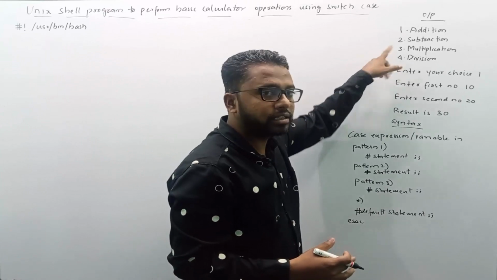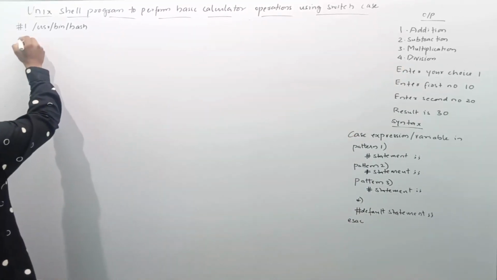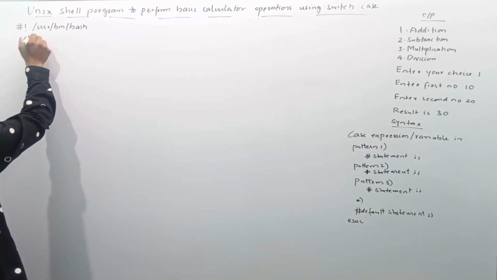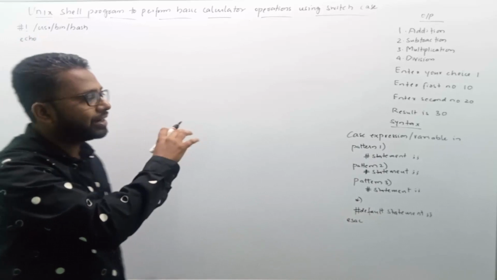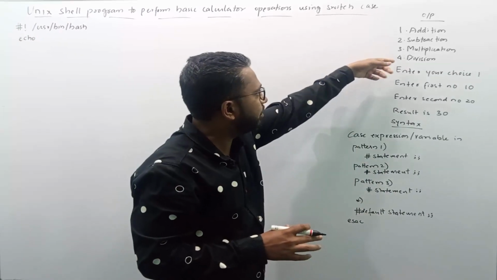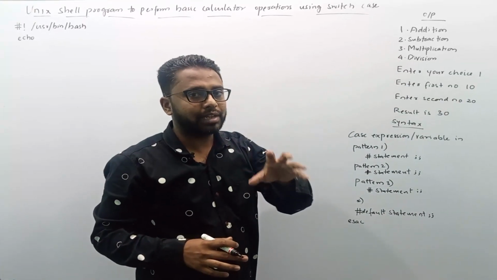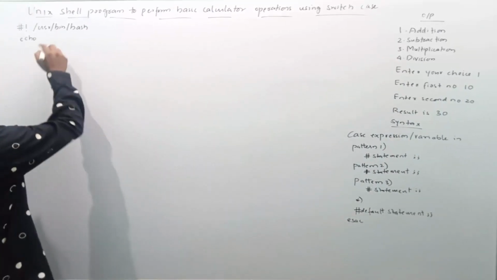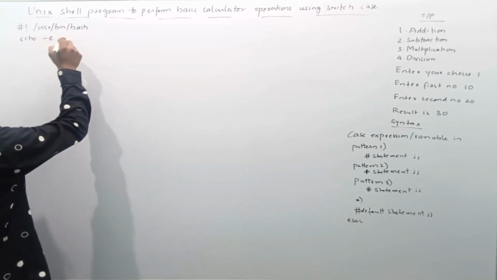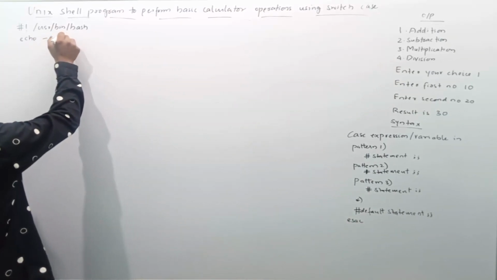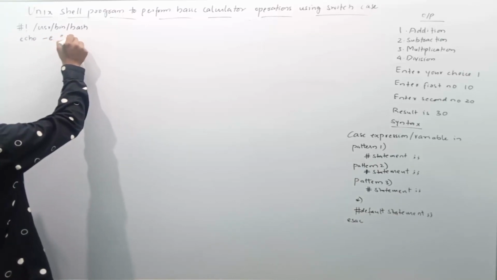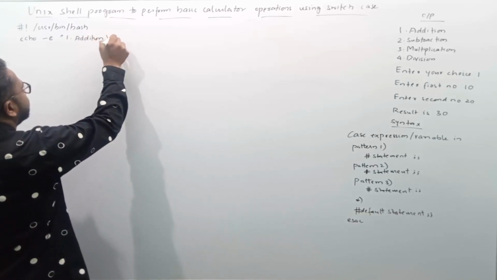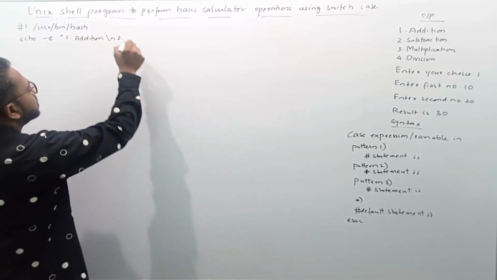We need to create this menu. I will use the echo command. Instead of writing different echo commands for each of these menu items, I will write these menu items in a single statement using the option -e, then space, double quote, 1 dot addition, and then \n 2 dot subtraction, double quote close.